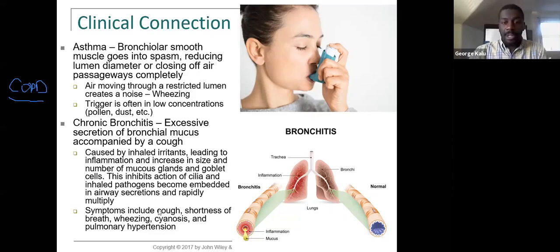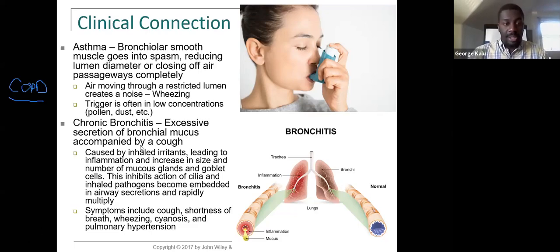People who are dealing with bronchitis or chronic bronchitis will usually have a cough, as you can probably imagine, shortness of breath because their airways are constricted, wheezing for the same reason, cyanosis because there are smaller airways so it's harder to get oxygen in, and then pulmonary hypertension as well because your lungs have to work a little bit harder and your heart's going to have to work harder too.